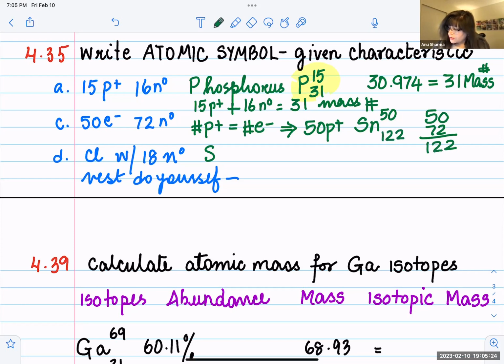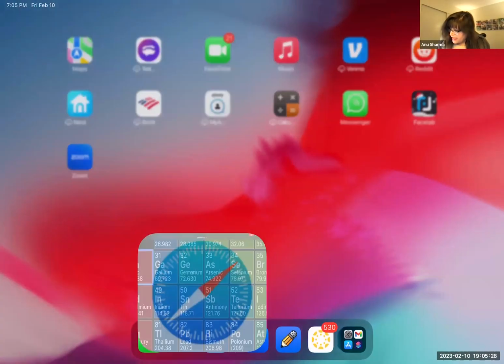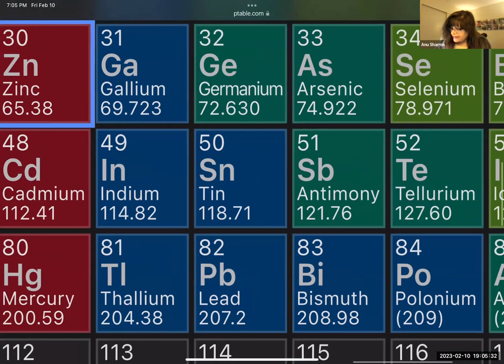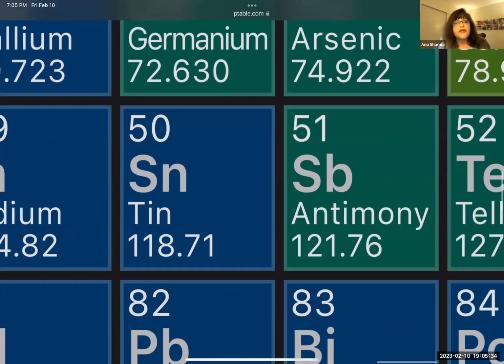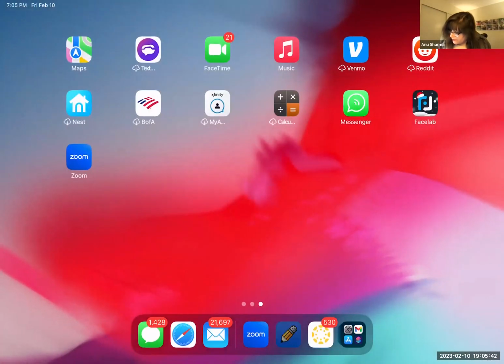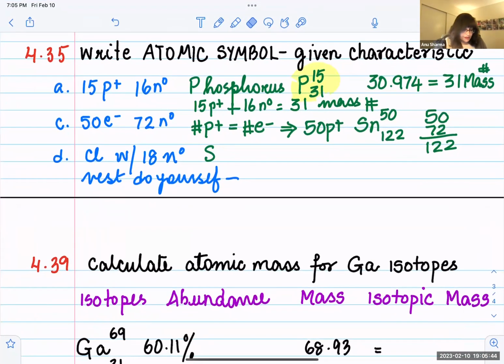Remember, for isotopes, the actual weight of tin, 118.71, is the average isotopic mass. That's the average of the mass of all the isotopes. But this one we get here is 50 plus 72, which comes out to be 122. So it's a heavier isotope.